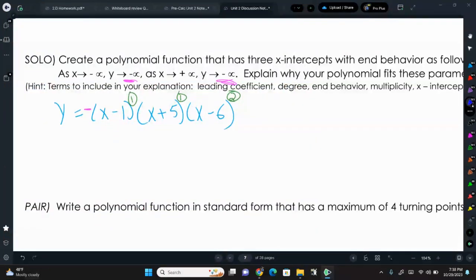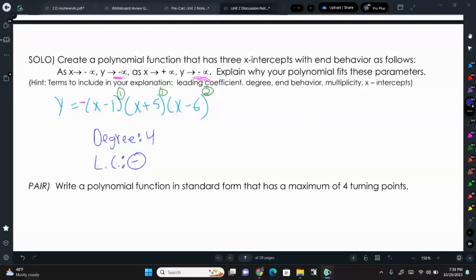So the reason this is a 4th degree function, leading coefficient is negative. So both sides are going down. So then you can write the explanation in your own words about, the intercept 6, 0 has an even multiplicity, so it bounces, whatever makes sense to you.